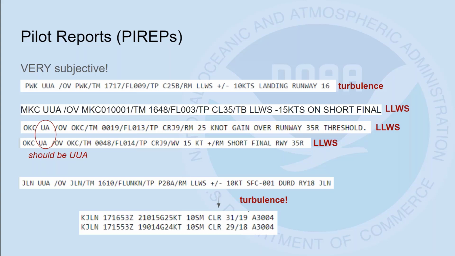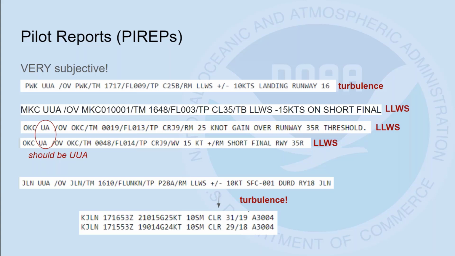So when we as forecasters look at that, we know that that's actually turbulence. If you look at that MKC report, that second one down, it's minus 15 knots on short final. That actually is low-level wind shear. So they experienced a single direction change, and that is low-level wind shear below 2,000 feet. The one at Oklahoma City there, because they were over 10 knots, should have been reported as urgent PIREPs, but nonetheless, they were a single gain or loss, in this case a gain of 15 knots or 25 knots, and so that is low-level wind shear.